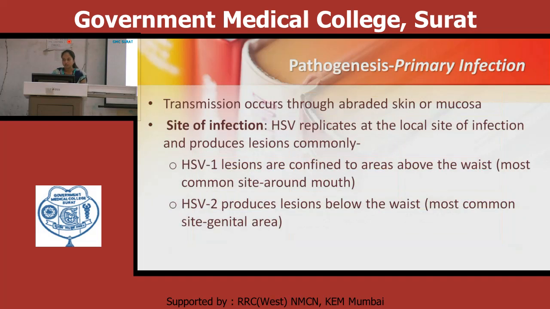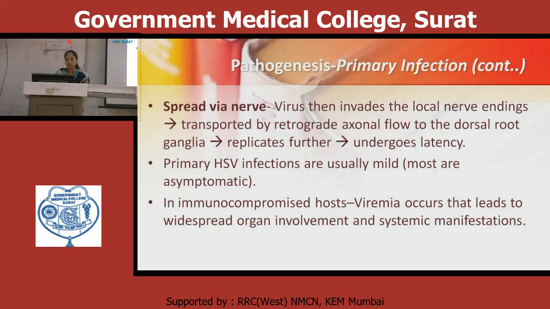Pathogenesis, first primary infections. Transmission occurs through the abraded skin or mucosa, the site of infection, where the virus replicates locally and produces lesions. Commonly in HSV-1, lesions are confined to above the waist, most commonly around the mouth. In HSV-2, it is below the waist, most common site is the genital area. Spread via nerves. The virus then invades the local nerve endings, then is transported by retrograde axonal flow to the dorsal root ganglia, replicates further, and undergoes latency. Primary HSV infections are usually mild, most are asymptomatic. In immunocompromised hosts, viremia occurs that leads to widespread organ involvement and systemic manifestations.